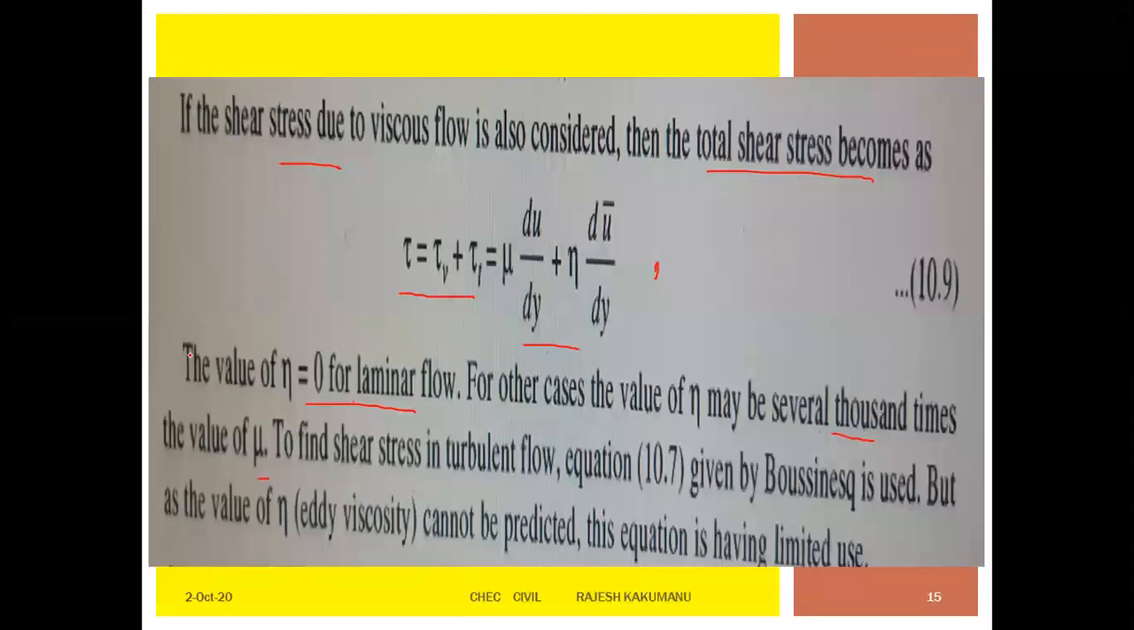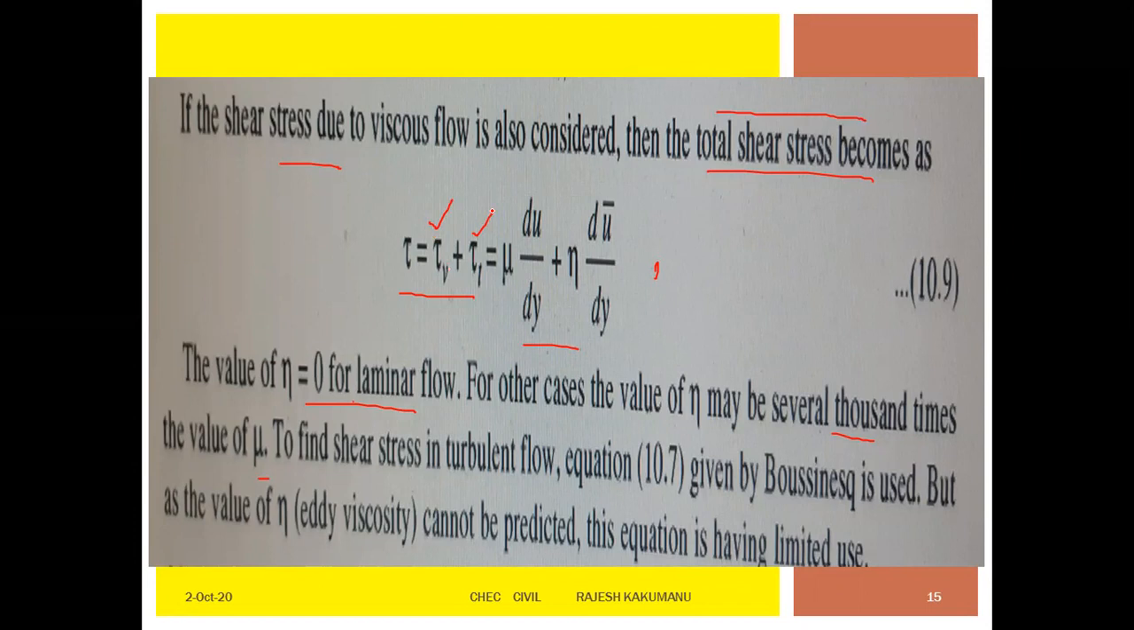Next, if the shear stress due to the viscous flow is considered, then what happens? You have to take the total shear stress into consideration. Therefore, total shear stress is equal to viscous shear stress plus turbulent shear stress. That is, tau is equal to tau v plus tau t.